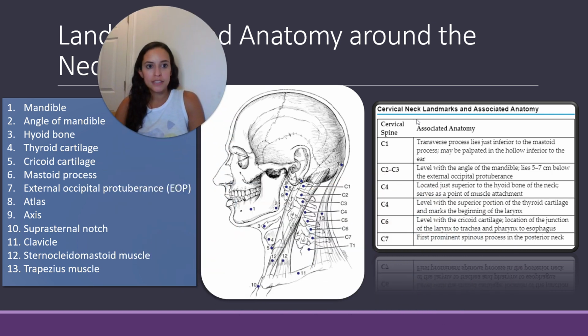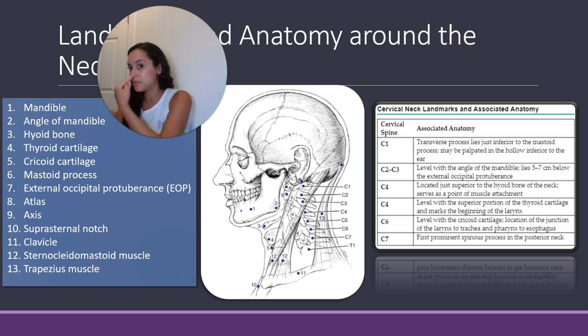Let's see. And then on this table, this is associated anatomy to different levels of your C-spine. So around C1, which if you look at this image, C1 is so close to your ear. The transverse process lies just inferior to the mastoid process. So if you can feel your mastoid, you know that that's probably at the level of C1 right there. So C1 is almost like at the level of your nose, if you want to think of it that way.